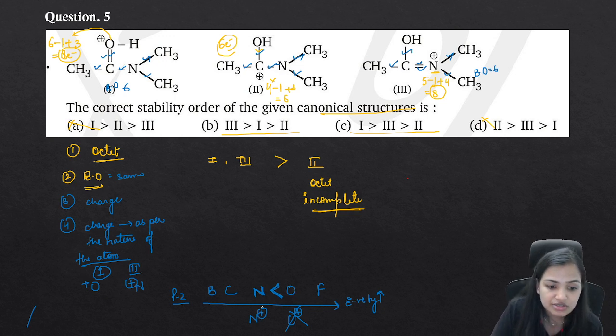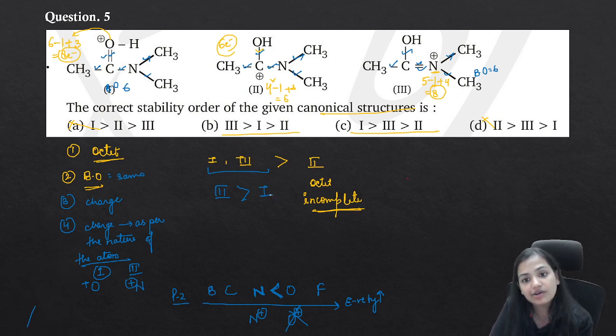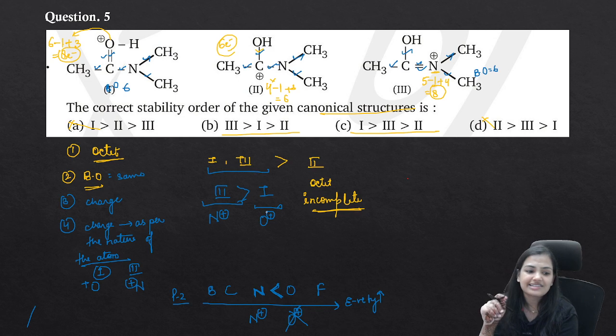So which is more stable? Nitrogen with a positive charge is more stable. So out of the two, the third one is going to be more stable than the first one. I hope you got the answer. Why? Because in the third one we have a positive charge over the nitrogen, which is relatively much more stable than a positive charge over the oxygen. That's the reason.